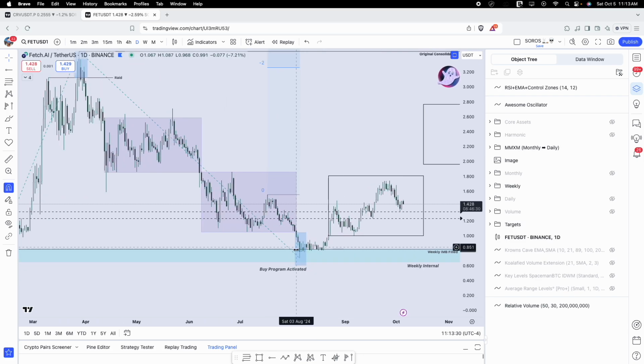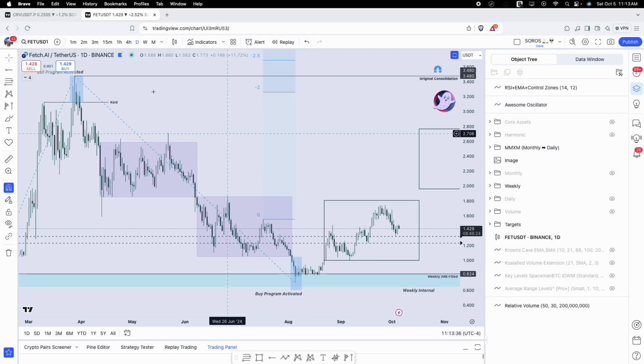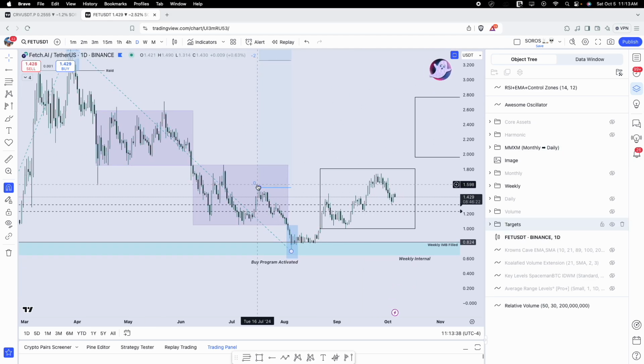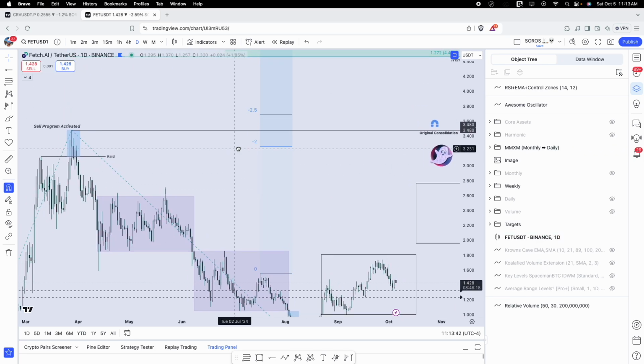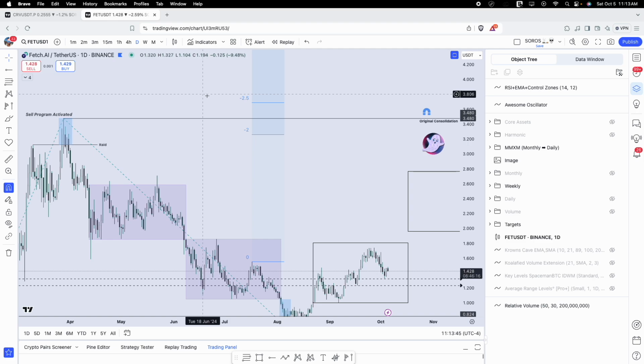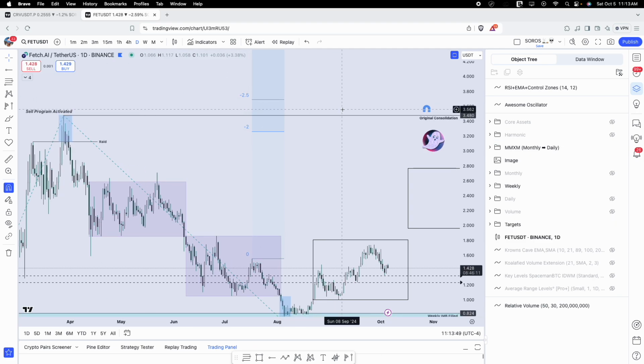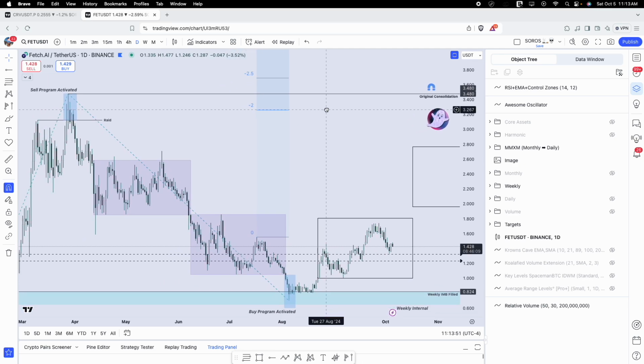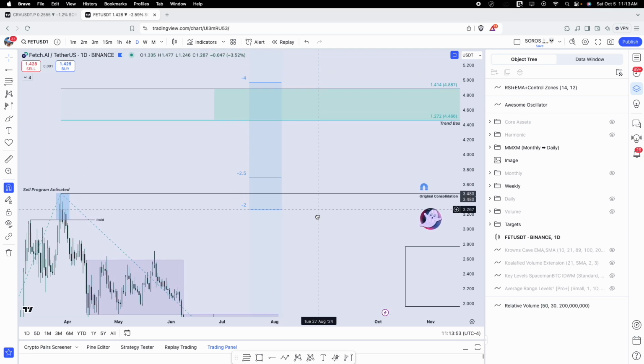So if you use standard deviations, I'm not sure who uses them, but you're looking at the last manipulation within the daily structure over here. From that swing high anchored to that low, you're usually targeting the -2 to 2.5 standard deviation, which lines up with that original consolidation. So this is going to be a major daily profit taking zone.